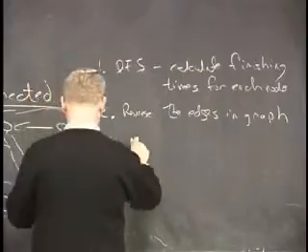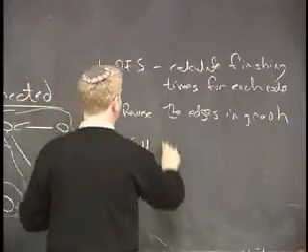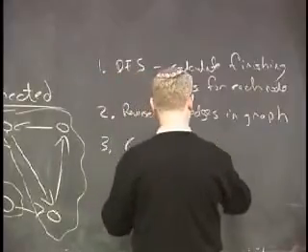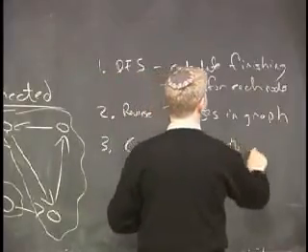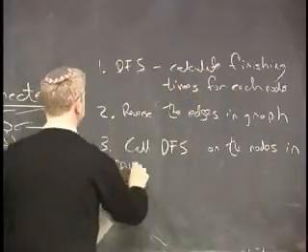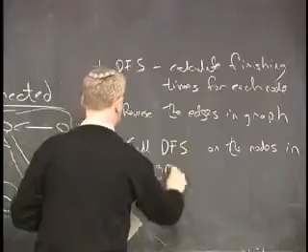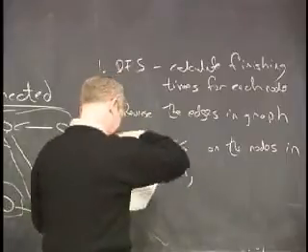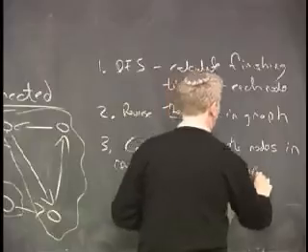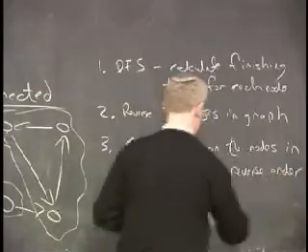Step 3, yeah, I know. Call depth first search on the nodes in the reverse graph in reverse order of the finishing times.